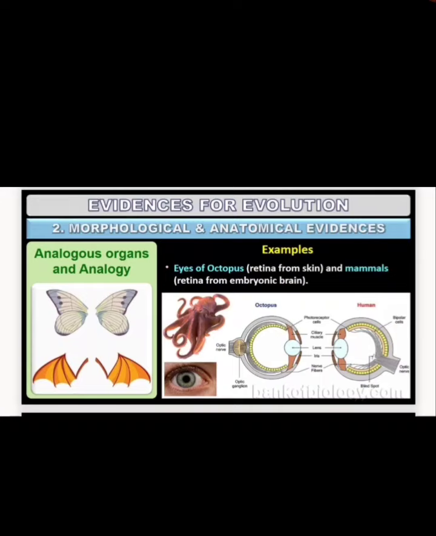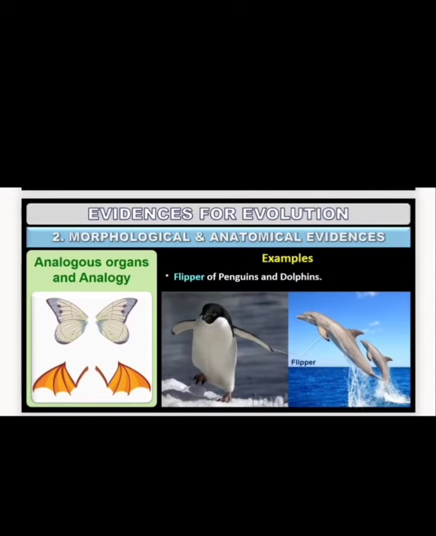Even having wings made up of different materials, the function is to fly. They might be different in structure, different in composition, but their function is the same. Then we call them analogous organs. Another example you can see is flippers of penguin as well as flippers of dolphin. They might be different in structure, but their function is the same.